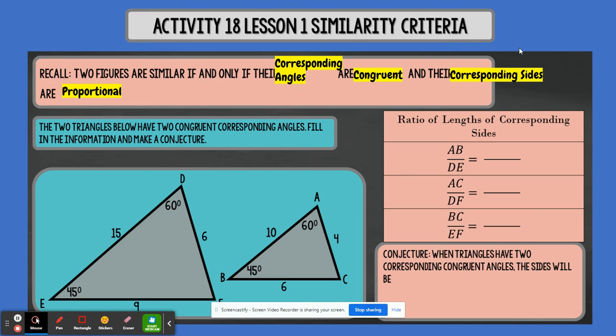Okay, so let's look at the ratios. Now, when I say corresponding sides, I'm saying like AB, the first two letters of ABC, AB compared to DE. They're in the same position. So what is AB over DE? Maybe 10 divided by 15. You can't just write 10 over 15 though. You have to make sure it's reduced. So 10 over 15 reduced is 2 over 3.